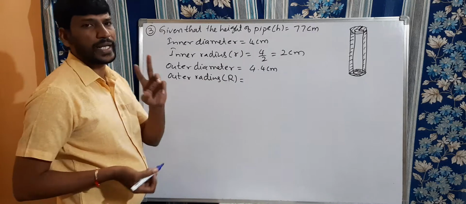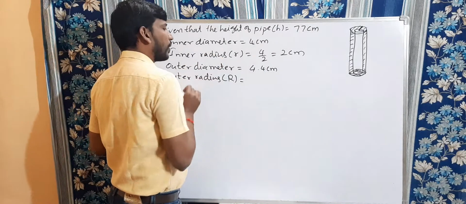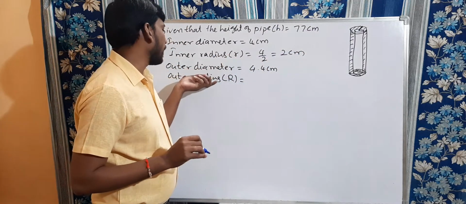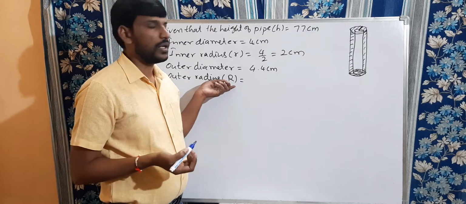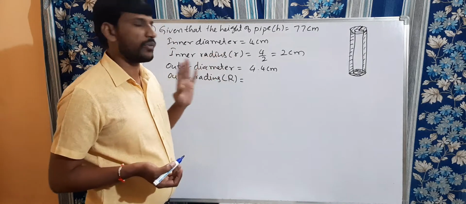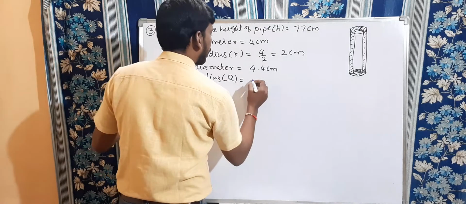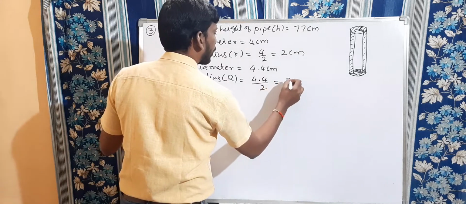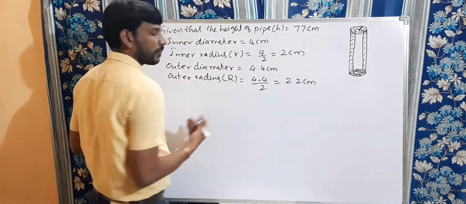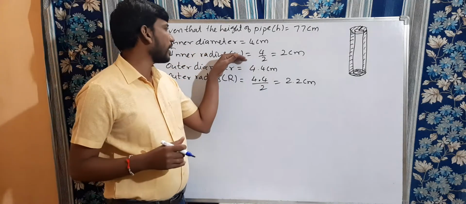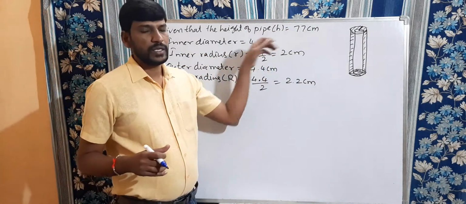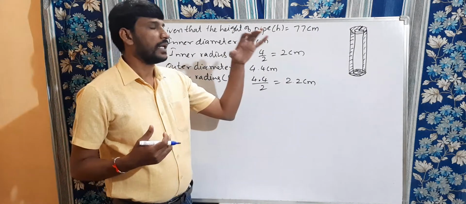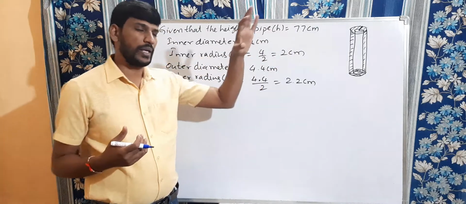Here there are two radii, two diameters they have given. For the inner diameter or inner radius I am going to consider small r, and for the outer radius you can take another variable, let us take capital R, so you do not get confused. Now outer radius capital R is 4.4 divided by 2, which is equal to 2.2 centimeter by cancellation. So we got the inner radius and the height, outer radius and the height. So now we can find the inner curved surface area, outer curved surface area, and the total surface area of the cylinder.